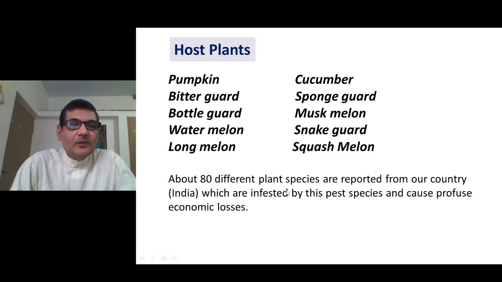About 80 different plant species are reported from our country, that is India, which are infested by this pest species and cause profuse economic losses. And more than 100 species of plants are listed which are infested by Bactrocera cucurbitae or melon fruit flies.